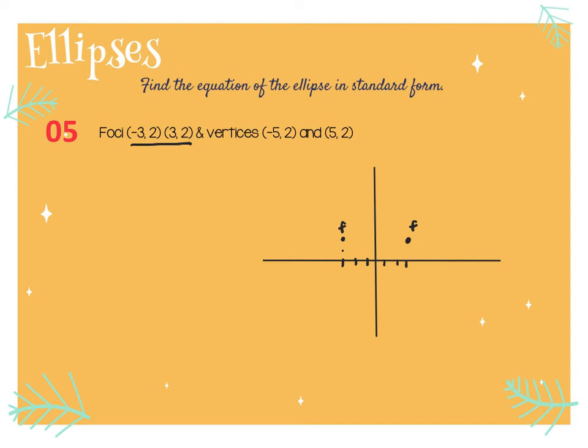What do you already know about this ellipse? It's horizontal, which means the A is going under the X. What else do you know or can find?